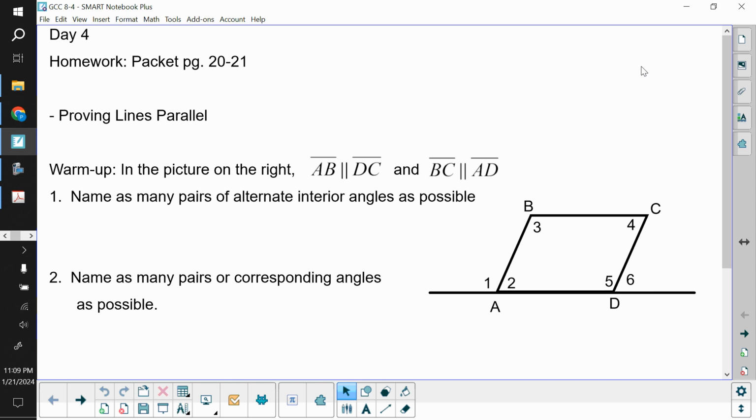Any of the proof reasons that we've done so far, the expectation would be that you have those memorized by now. So if you don't have all of the proof reasons that we have done so far in Unit 8 memorized, that should be part of your homework as well. Don't leave those until right before the test. You want to be doing it now.